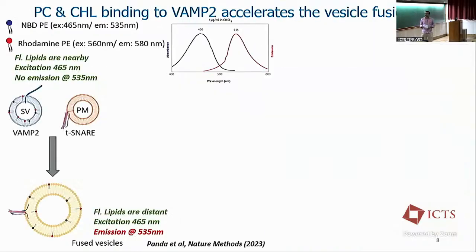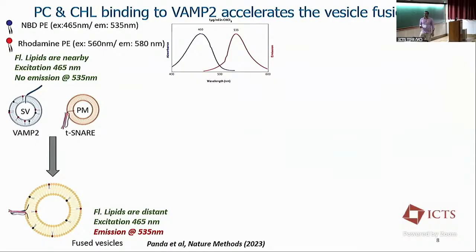Now, in biology, whenever there is a specificity, there has to be some functional trait associated with it, because that specificity arises from evolutionary pressure. So to study that functional trait, we did a simple bulk fusion assay where we put the VAMP in the synaptic vesicle and we put two lipid dyes, one is NBD-PE and one is rhodamine-PE.